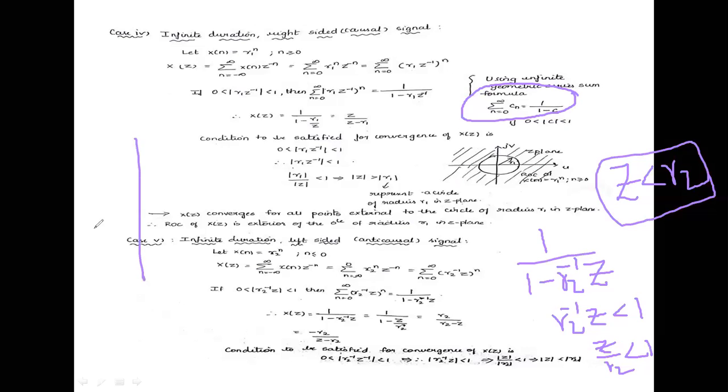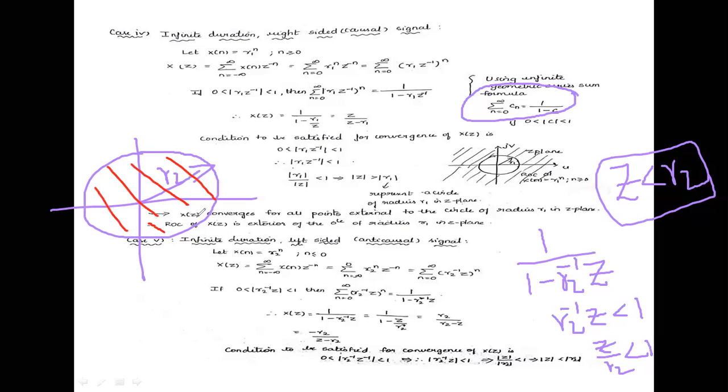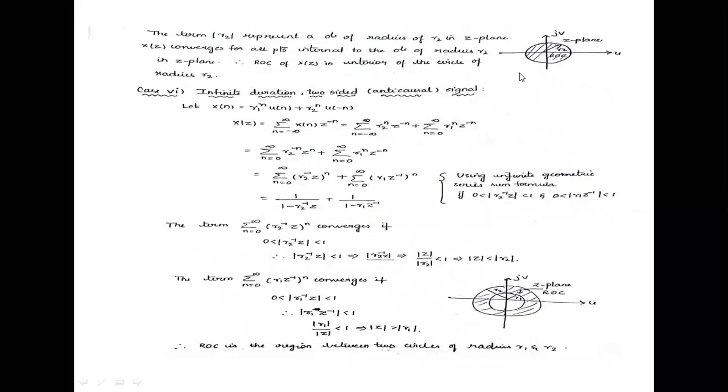So draw a circle here with the radius of R2, and |z| is less than R2. Less than means inside the circle, the ROC, the shaded area. The condition satisfies |z| less than R2. Got it, my dear students? So anti-causal is interior. The left-sided infinite duration signal is an anti-causal signal that is shown in the interior of the circle.